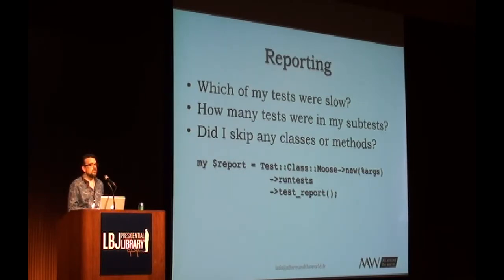So the reporting, which I happen to allude to many times there. I'm not going to go into too much detail. This is still being built. Everything you see in this presentation works right now, by the way. It works just fine. So you can run test class Moose new, run tests, and then get your test report object back. This is because I always just return the invocant for everything until we get down to test report. And you can ask all sorts of test questions with your reporting if you want to. And this is the example that I happen to use in the slides. You can even turn your test report into another test.